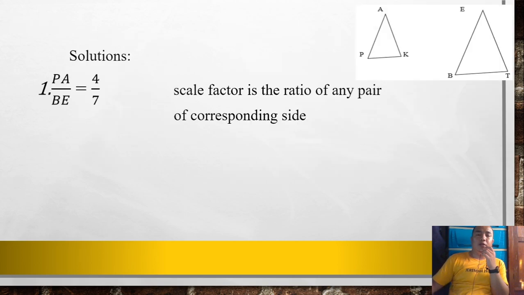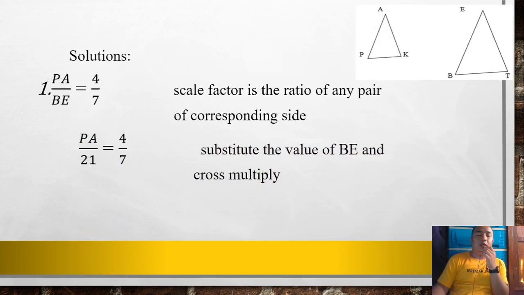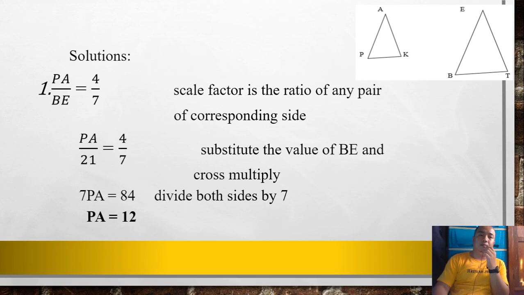So, PA over 21 is equal to 4/7. That will be our equation. PA over 21 equals 4/7. 4/7 is the scale factor. So, the answer is 12. PA is equal to 12.